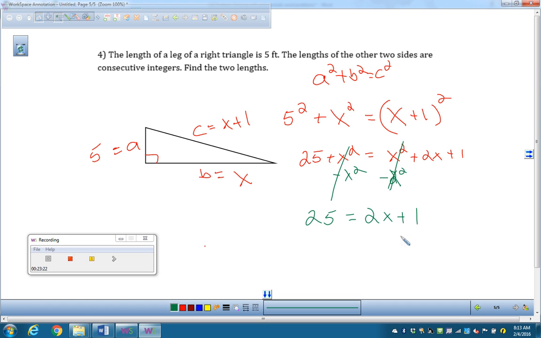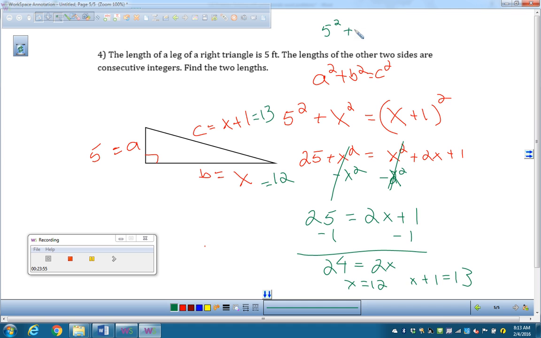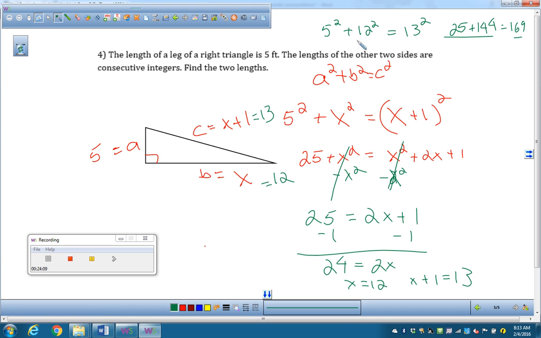How do I get rid of the 1? Subtract 1, subtract 1. I get 2x equals 24. What's x? 2x equals 24, so x is 12. What's x plus 1? 13. So those are the sides, 13 and 12. Notice that it works. 5 squared plus 12 squared equals 13 squared. 25 plus 144 equals 169, right? It checks. So I would check just to make sure.